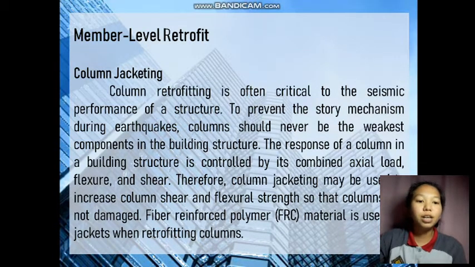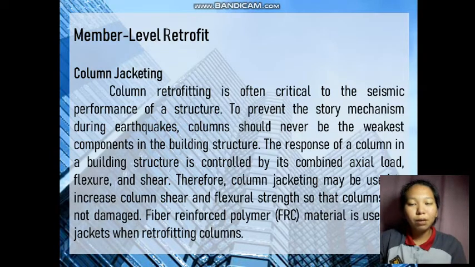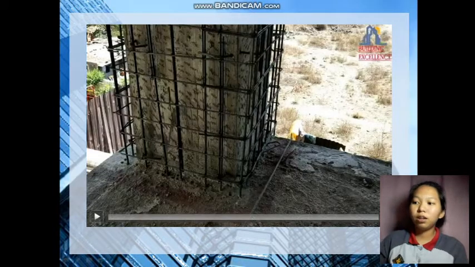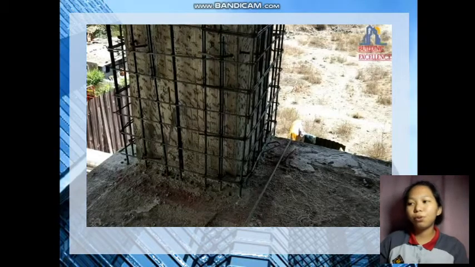Therefore, column jacketing may be used to increase column shear and flexural strength so that columns are not damaged. Fiber reinforced polymer or the FRP material is used for jackets when retrofitting columns. For now, you could watch a clip of column jacketing.